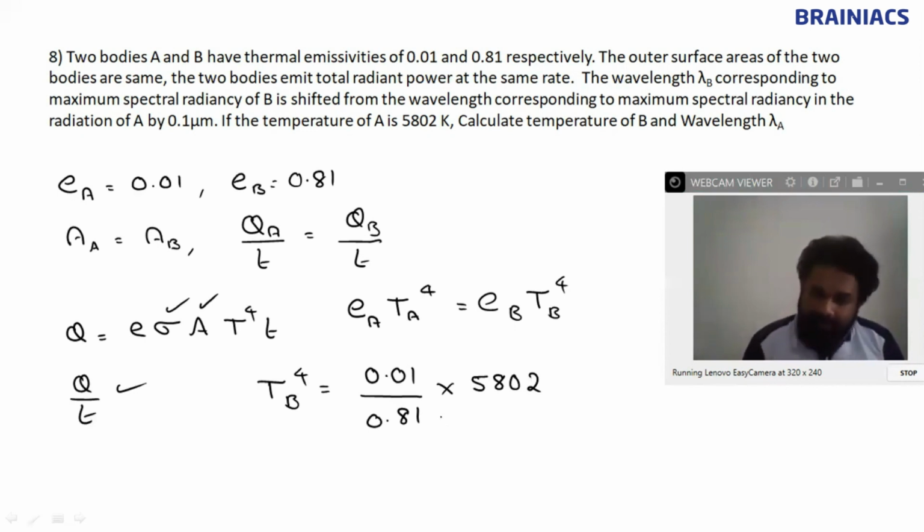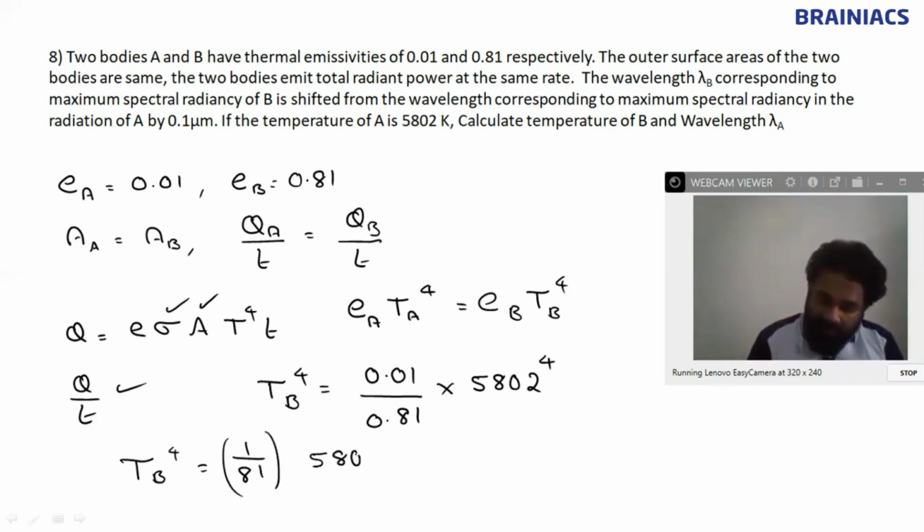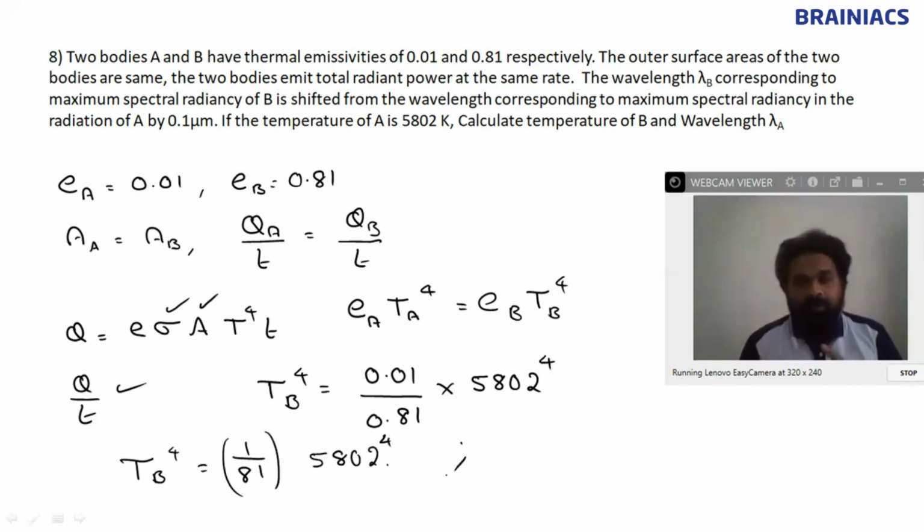What I am going to do is this: 0.01, we shall make by multiplying and dividing with 100. We will be getting TB raised to 4 is equal to 1 by 81 into 5802, raised to 4. Now, if we need to remove that power 4, TB is equal to 1 by 81 raised to 1 by 4, times 5802.